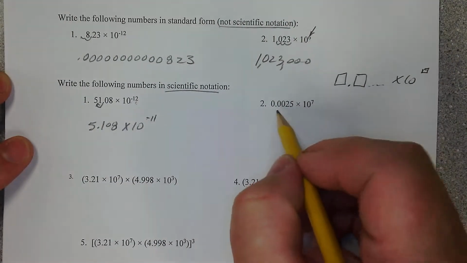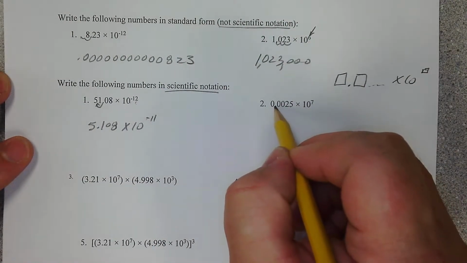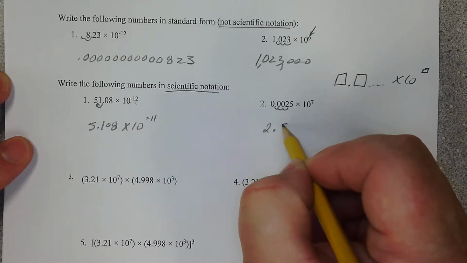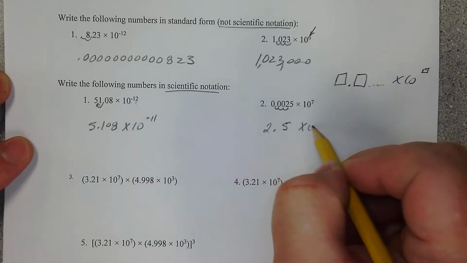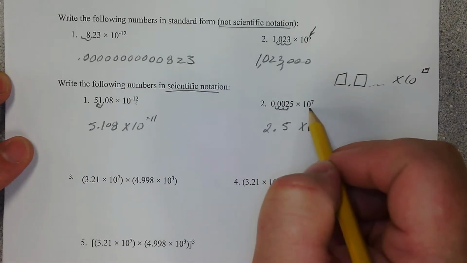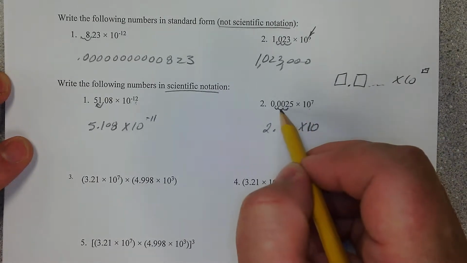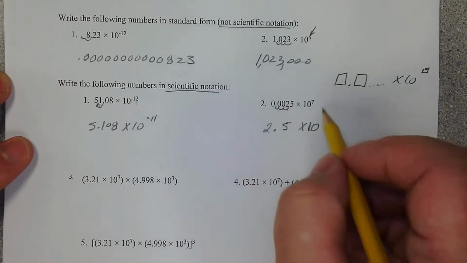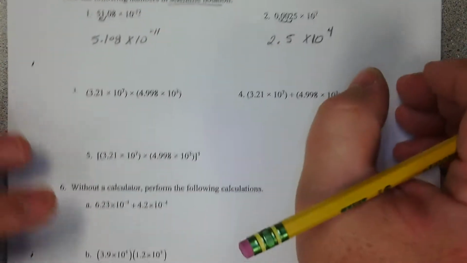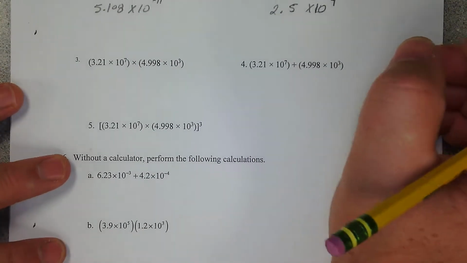Now this one I'm going to have to make this number smaller. I'm going to have to make this number bigger. So it's going to be 2.5, right? Times 10 to the, since I made this number larger, I have to make this number smaller so it's still worth the same value. I moved it over 1, 2, 3 places, so that's going to be 4. It was a 7, now it's a 4. Moved it 3 places, take 3 away from the 7, right?